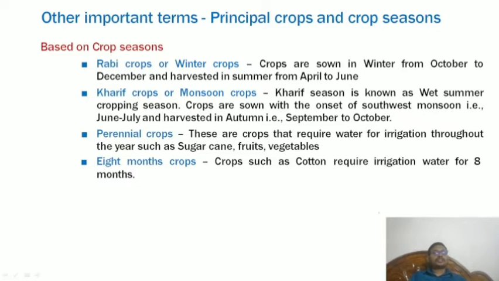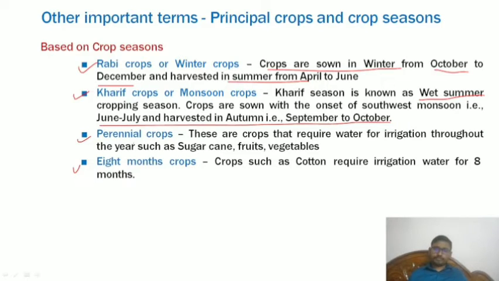Based on crop seasons, there is the rabi season, that means winter, the kharif season, that is monsoon, perennial crops, and 8-month crops. Rabi crops means winter crops. They are sown in winter, October to December, and harvested in summer, April to June. Kharif crops are monsoon crops, known as wet summer crops. They are sown with the onset of the southwest monsoon in June, July, and harvested in autumn, that is September to October.